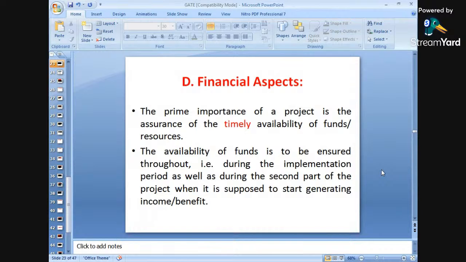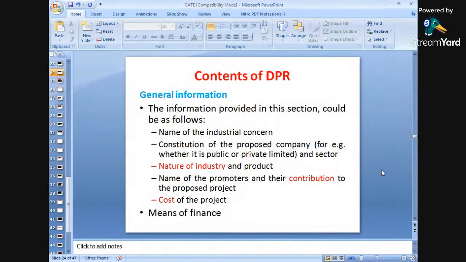ठीक है? The availability of funds is to be ensured during the implementation period, as well as during the second part of the project when it is supposed to start generating income benefits. Okay. Next is, what are the different contents of DPR?